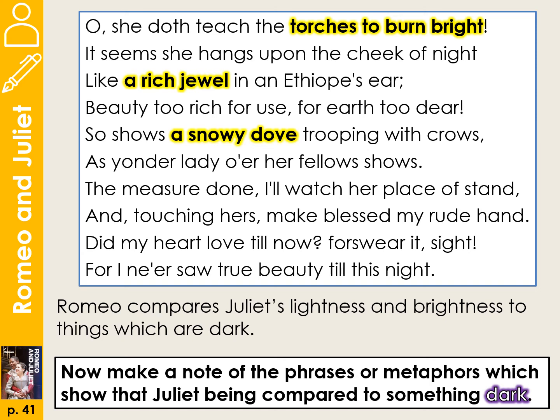In this speech, Romeo compares Juliet to being light and bright. However, he compares and contrasts this lightness and brightness to things which are dark. Looking again at his words, can you now pause the recording and make a note of the phrases or metaphors which show Juliet being compared to something dark?